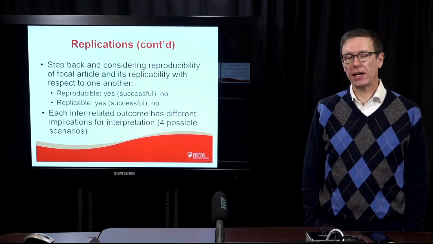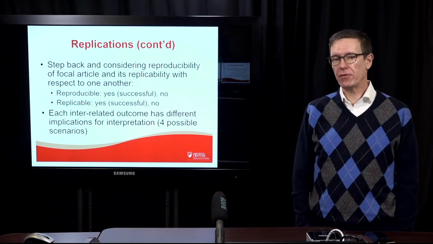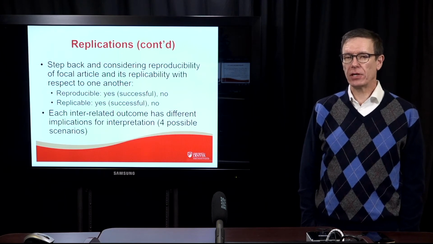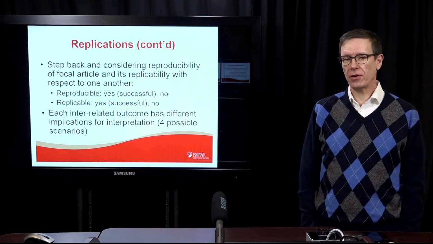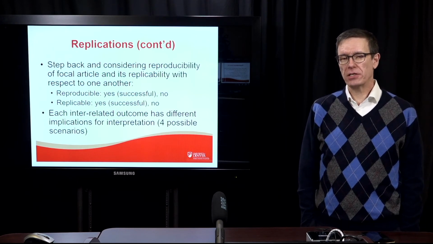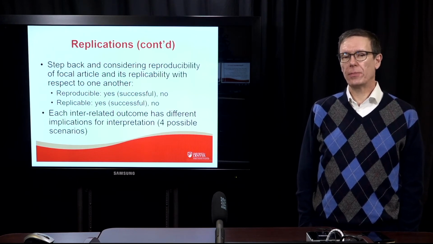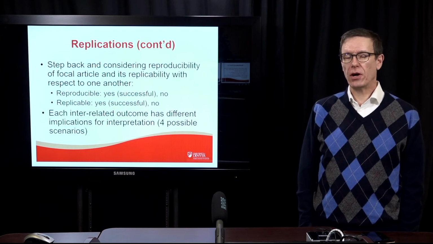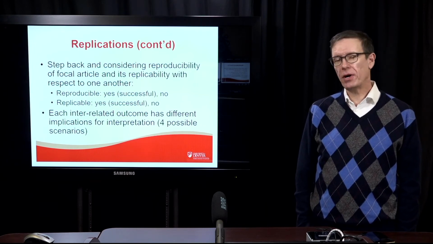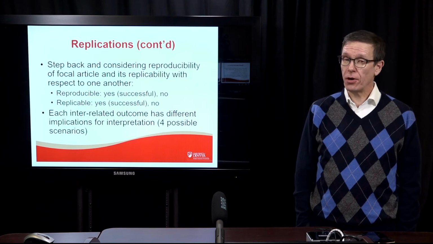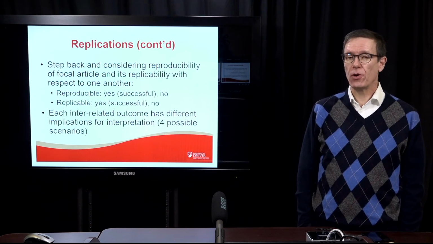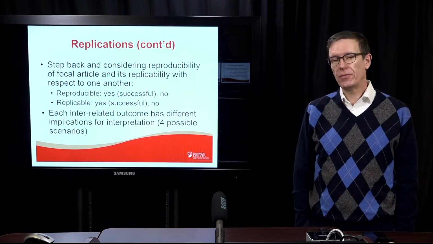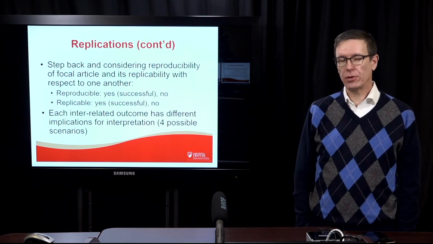So if we step back and consider reproducibility of the focal article and its replicability with respect to one another, we may get more insights into how these come together. So let's examine the relationships here between reproducibility and replicability. If we test an article's reproducibility, we have two possible outcomes. Yes, we were successful, or we weren't. If we look at replication, we were either successful or we weren't. If we put these together, it gives us four possible scenarios.